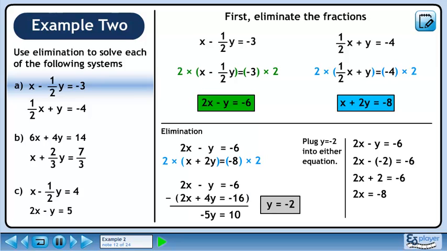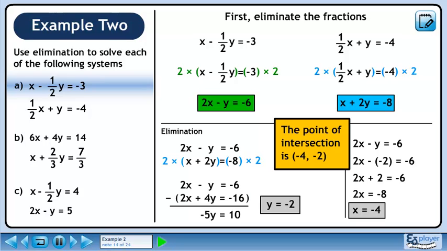Bring the 2 over to the right side to get 2x equals minus 8. Divide both sides by 2 to get x equals minus 4. The point of intersection for this system occurs at minus 4, minus 2.